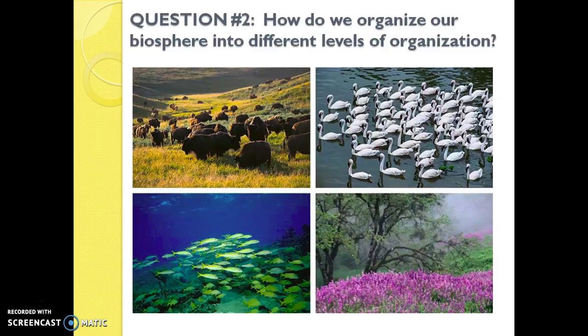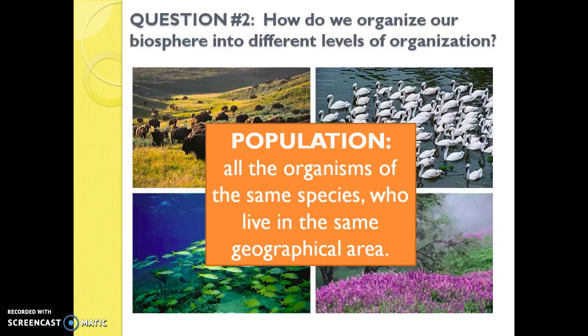So we have all of these. You can see that there are multiple buffalo here, multiple swans, multiple fish, multiple flowers. A lot of people forget that plants are living things. They're part of the ecosystem. There are populations of plants as well. So whenever you have a grouping of them, you are looking for that to be your population. So a population are all the organisms of the same species who live in the same geographical area.